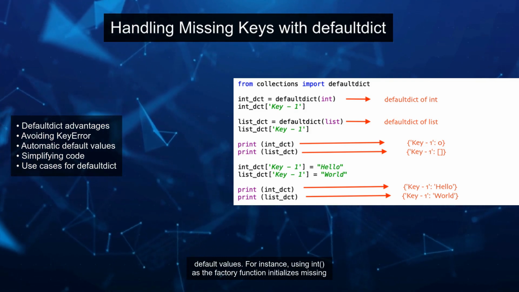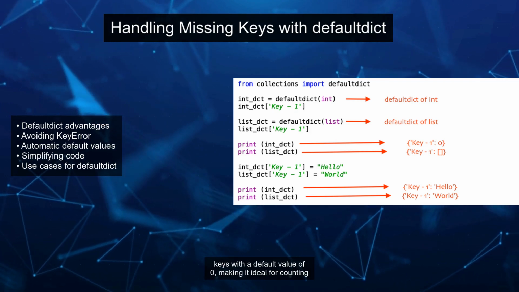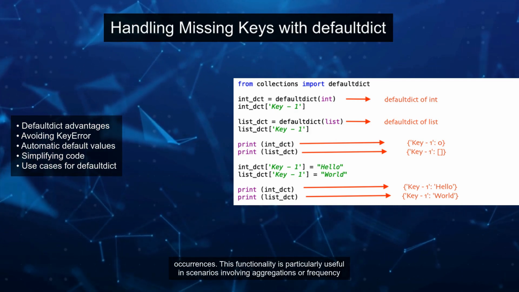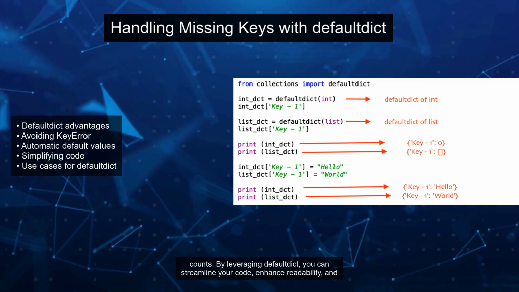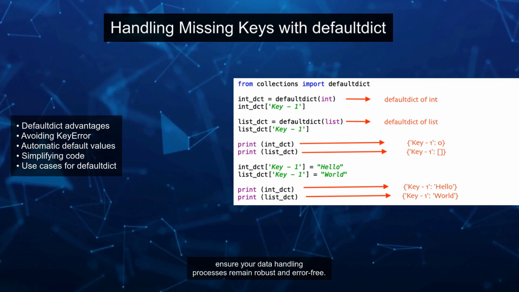For instance, using int as the factory function initializes missing keys with a default value of 0, making it ideal for counting occurrences. This functionality is particularly useful in scenarios involving aggregations or frequency counts. By leveraging defaultdict, you can streamline your code, enhance readability, and ensure your data handling processes remain robust and error-free.